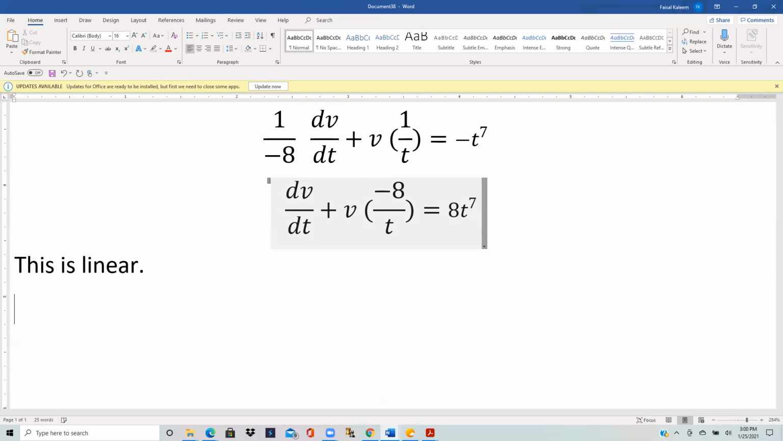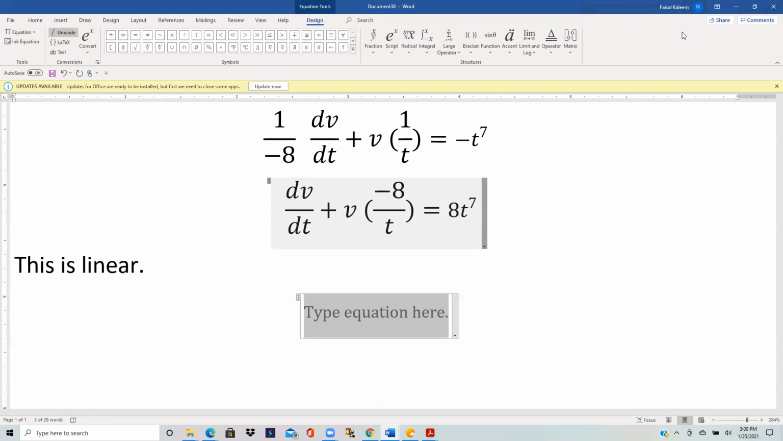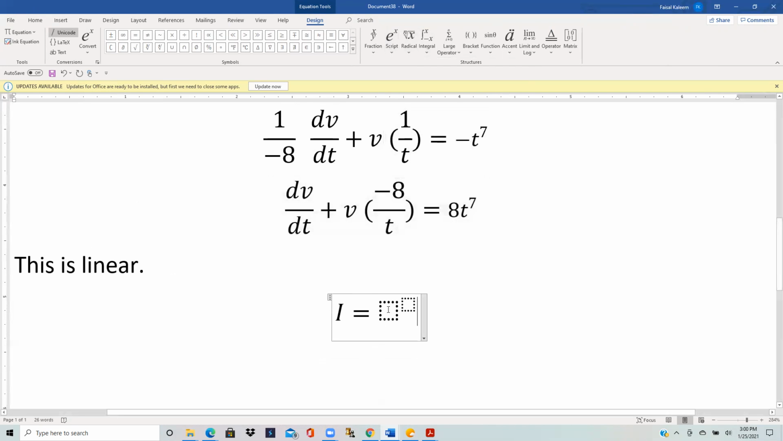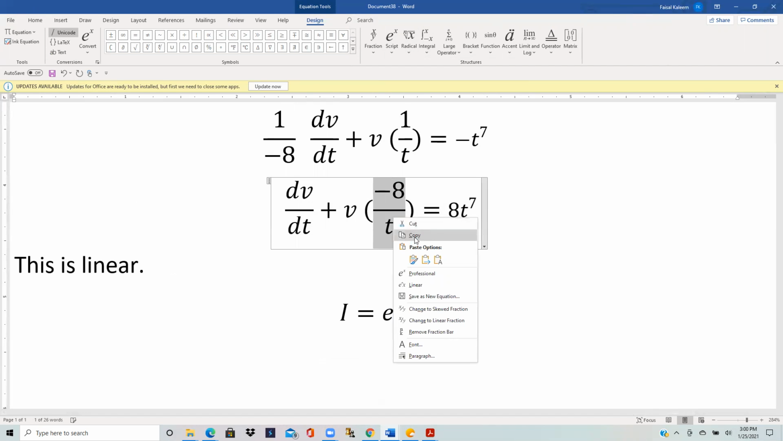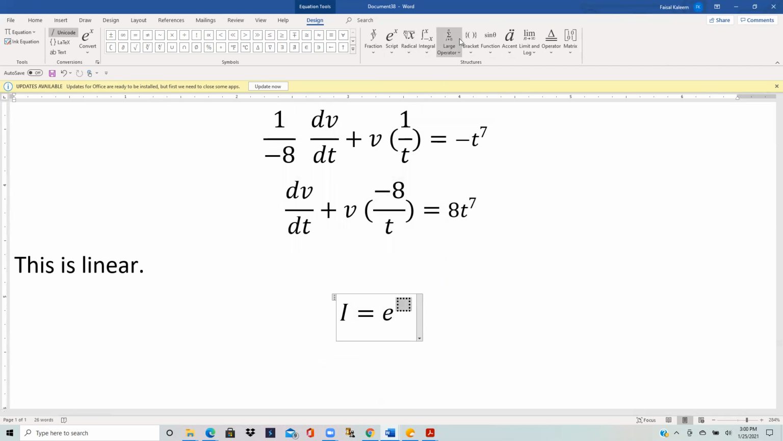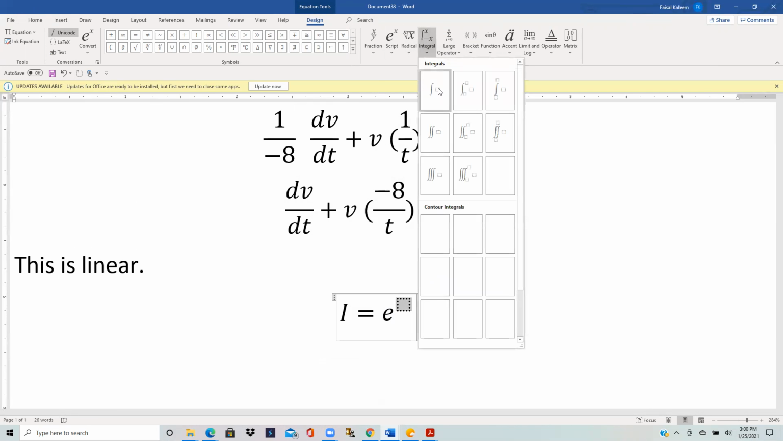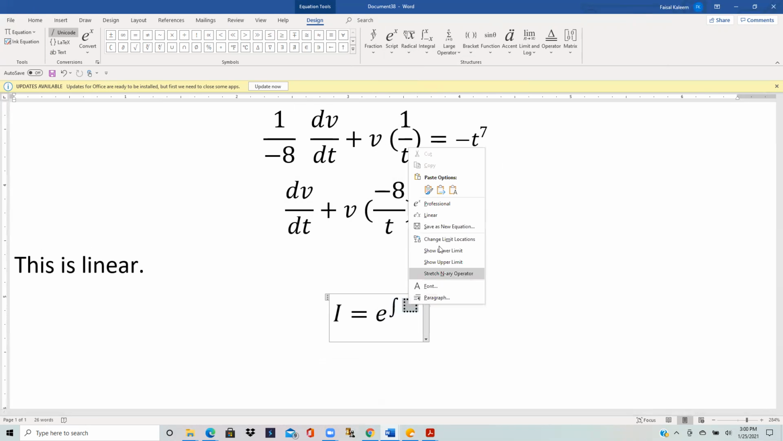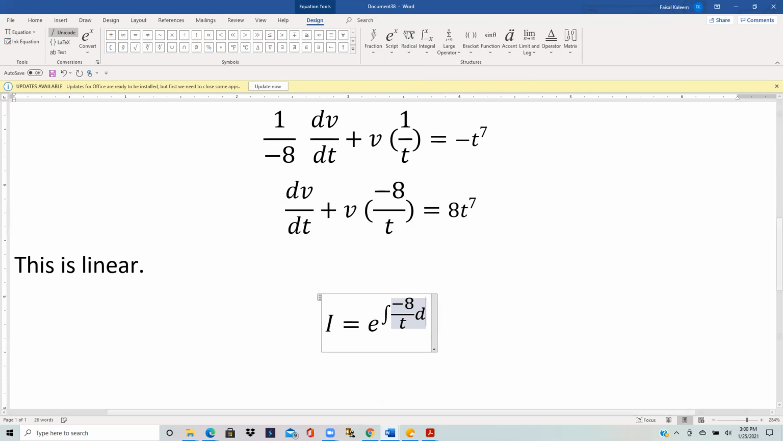And we find the integrating factor. We know that the integrating factor is equal to e power the integral of this, dt. So that will be e power negative 8 ln t.